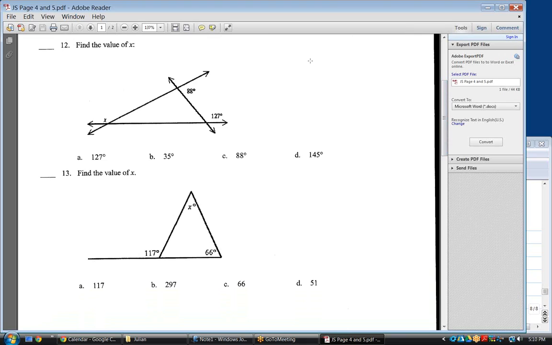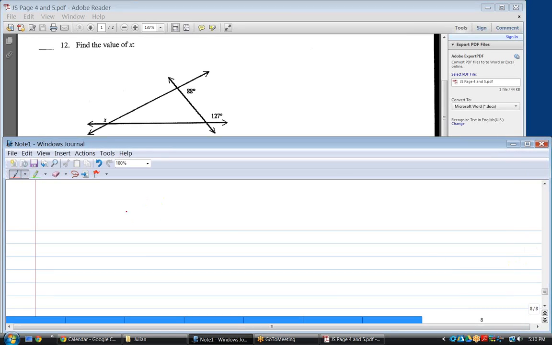How do we do 12 here? Well, like with all geometry problems, what do you know? What can you figure out? In other words, I don't mean that facetiously. I mean, on this problem here, what can we solve for? Can you solve for x?